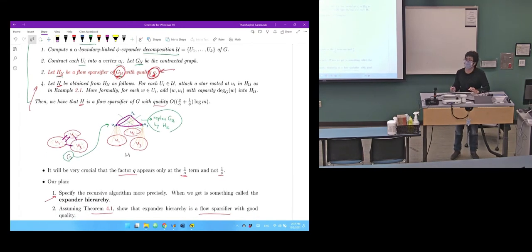So no matter what Q is, 1 over 5 still dominates complexity, right? But Q can be bigger than 1 over 5, for example. Oh, yeah. So why is it crucial that the Q appears? Yeah, we're going to see now.